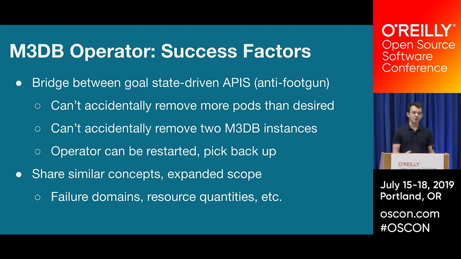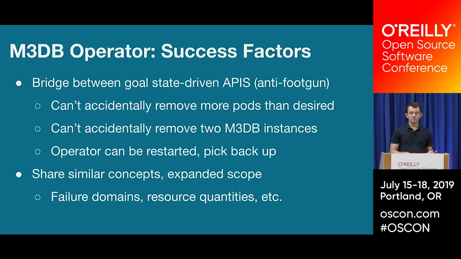Similarly, you can have 2 copies of the operator running or 10 copies running, and they won't conflict with each other because of the way these APIs are designed. And when we think about, again, how we said M3DB's scope is only so wide, we need to expand it. Part of the reason that we were able to do that is that M3DB and Kubernetes share similar concepts.